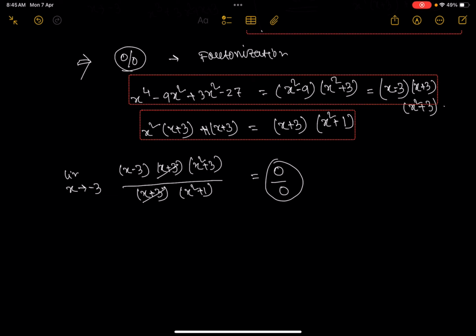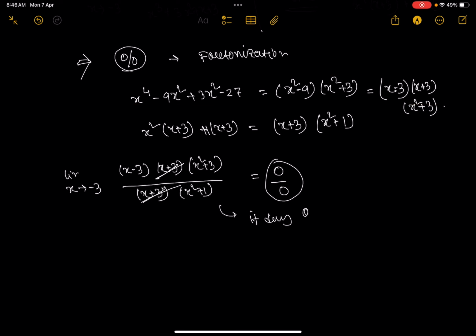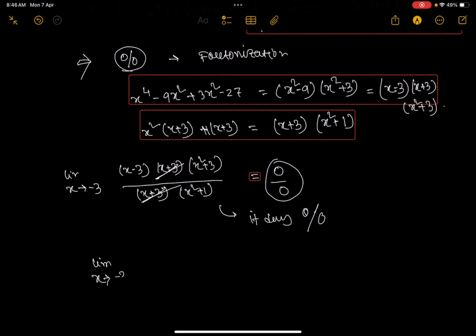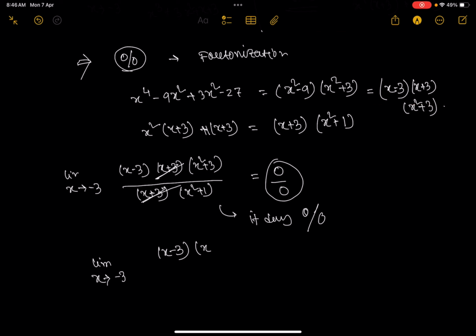But in that case, x plus 3 and x plus 3 cancel. So this part does not hold 0 by 0 form. Then we put the value, limit x tends to minus 3. This x tends to minus 3, not exactly minus 3. If it were exactly minus 3, then we could not cancel this. Just remember: x minus 3, x square plus 3 by x square plus 1.